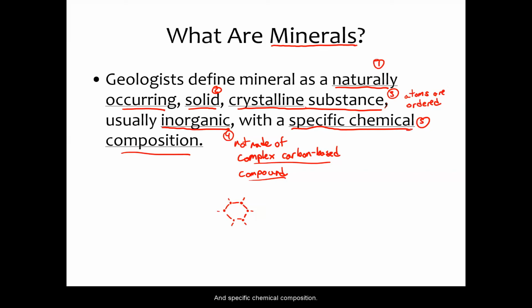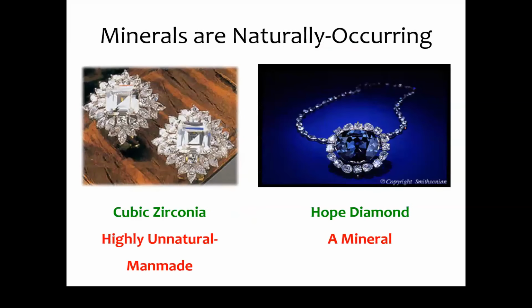And specific chemical composition, we'll talk a little bit more about why rocks don't have a specific chemical composition, that things fall into much wider ranges, whereas in a mineral, you can pretty definitively say what atoms are going to be in that, what elements are going to be in that. So let's walk through some examples.